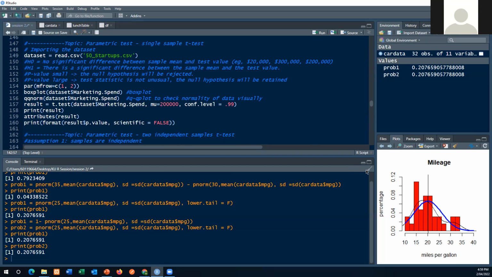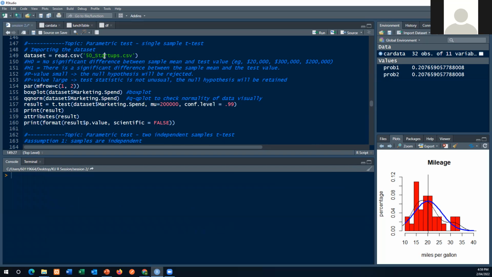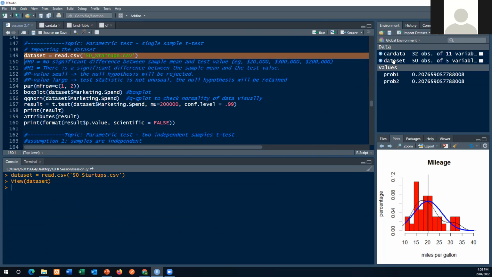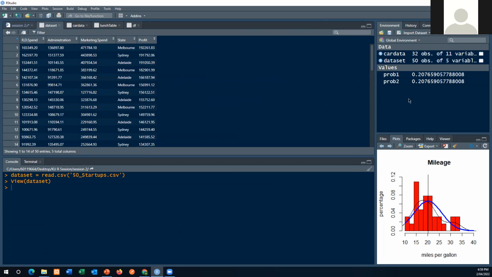Let's look at the data set we have. This is the 5 startup companies data in Australia. So let's read the data using read.csv and look at the data set. It has 50 observations, and these are the R&D spend of a startup company, the administrative cost spend for a year, marketing spend for that company, and the company is located either in Melbourne, Sydney, or Adelaide. These are the 3 states in Australia, and the startup company's profit.